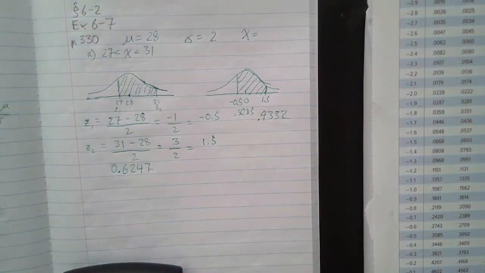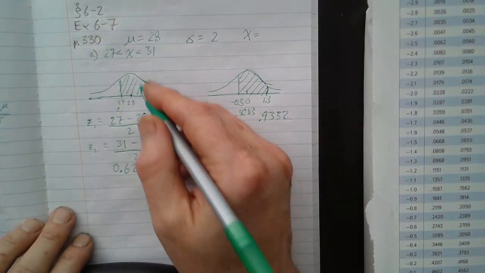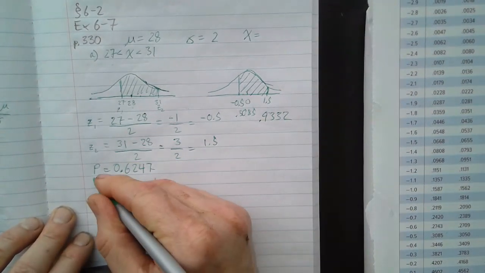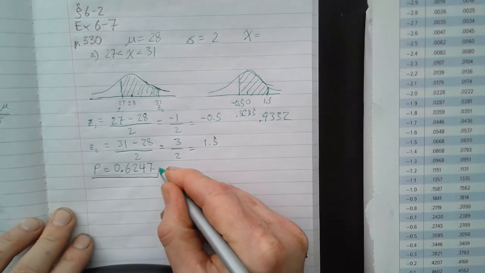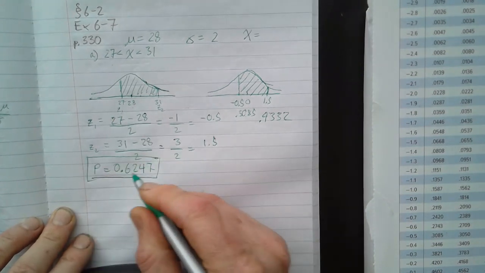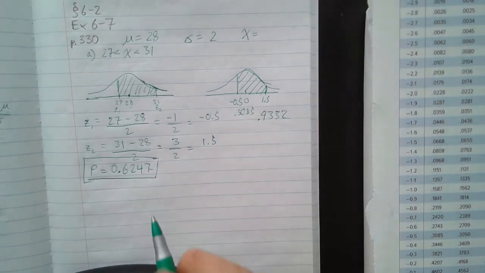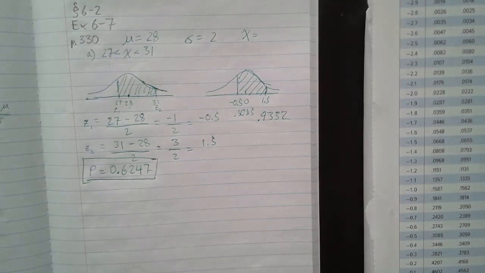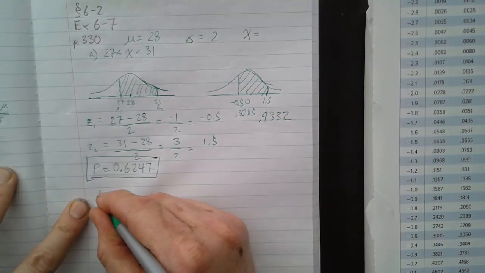So to summarize, that is the probability of it generating between 27 and 31 pounds in a month. Okay, and I'll just express the final answer as P equals 0.6247. You could say 62.47%. That would be fine. That would be perfectly adequate. All right, so let's move on to part B.